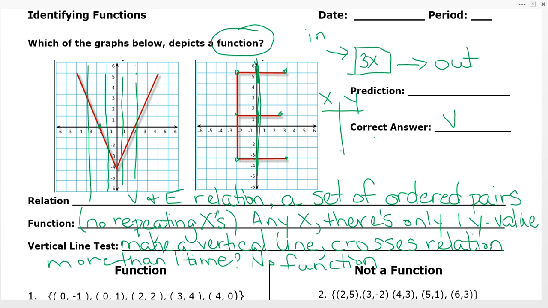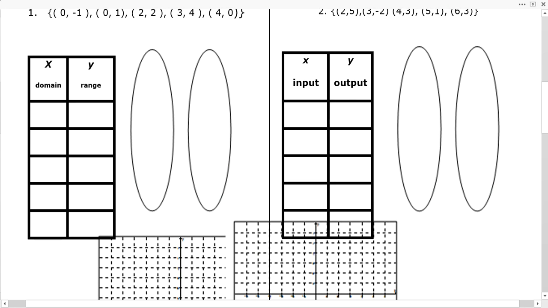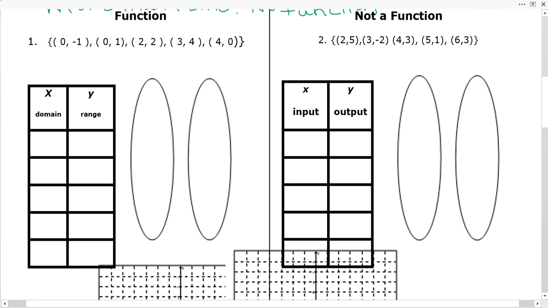Okay, so here's this really weird thing that happened. I was looking at this worksheet as I was working it out ahead of time, and after I just said no repeating x's, I looked at number 1 and I saw a repeating x. So guess what? Number 1, not a function. I don't know quite how that got messed up, but number 1 is not a function.